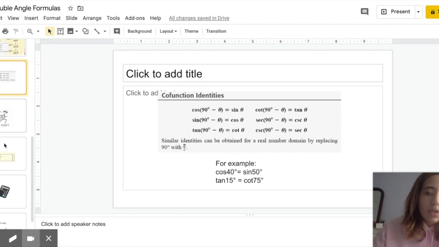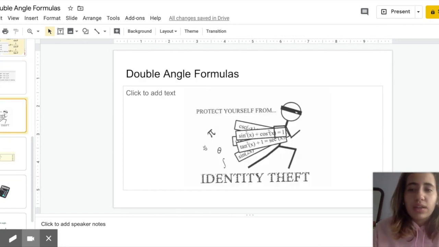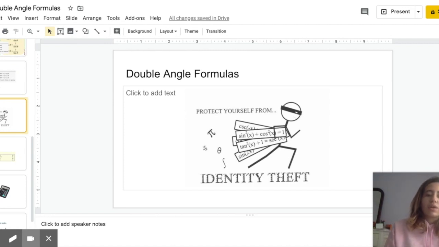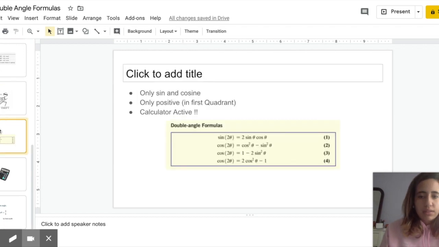Last but not least, we are talking about double angle formulas. So we are back on our identities, and for this lesson, we're focusing on double angle. This is something we've already done, and you should already know exactly what these double angle formulas are. We are only focusing on sine and cosine, and we're only looking at triangles that are positive, in the first quadrant, quadrant number 1. There's only one double angle formula for sine, but there are 3 different cosine formulas, and you can use any of them.